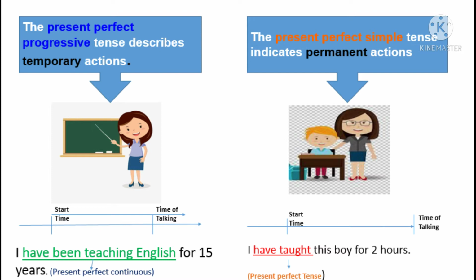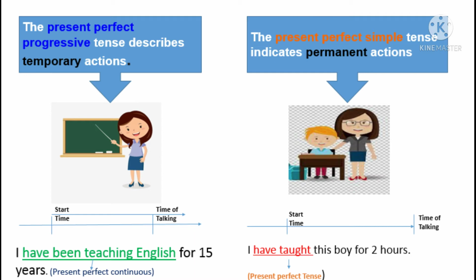Okay, so the second difference is that the present perfect progressive tense describes temporary action, okay? While the present perfect simple tense indicates a permanent action. Let's check the examples. For the present perfect progressive, we have here, I have been teaching English for 15 years. Why is this a temporary action? Because the action will still continue. We don't know for how many years will she still be teaching, right?